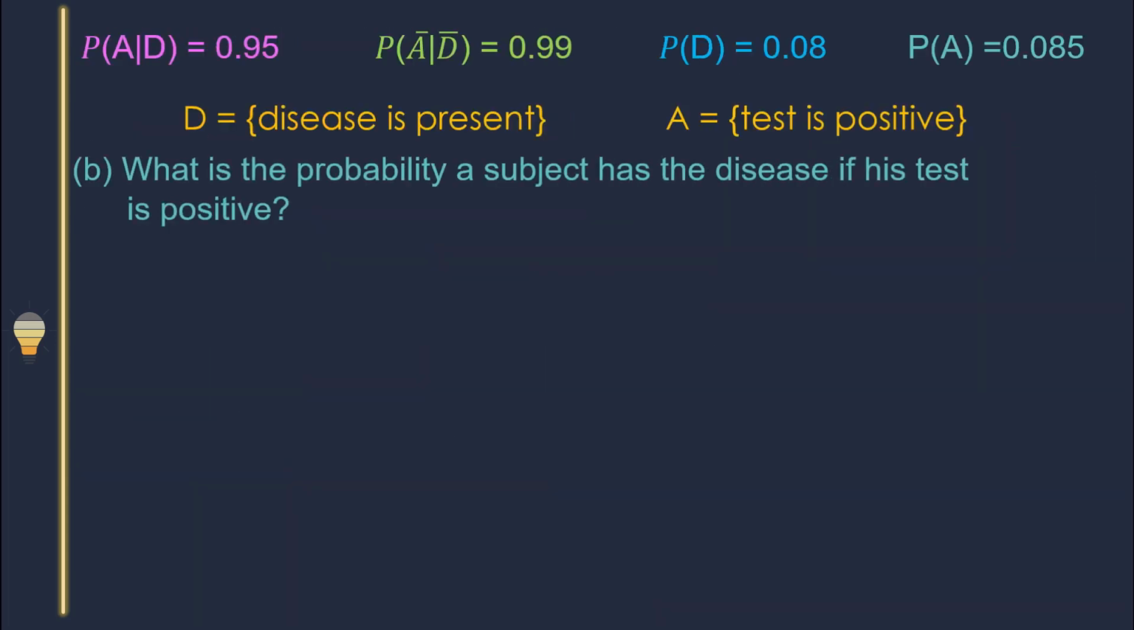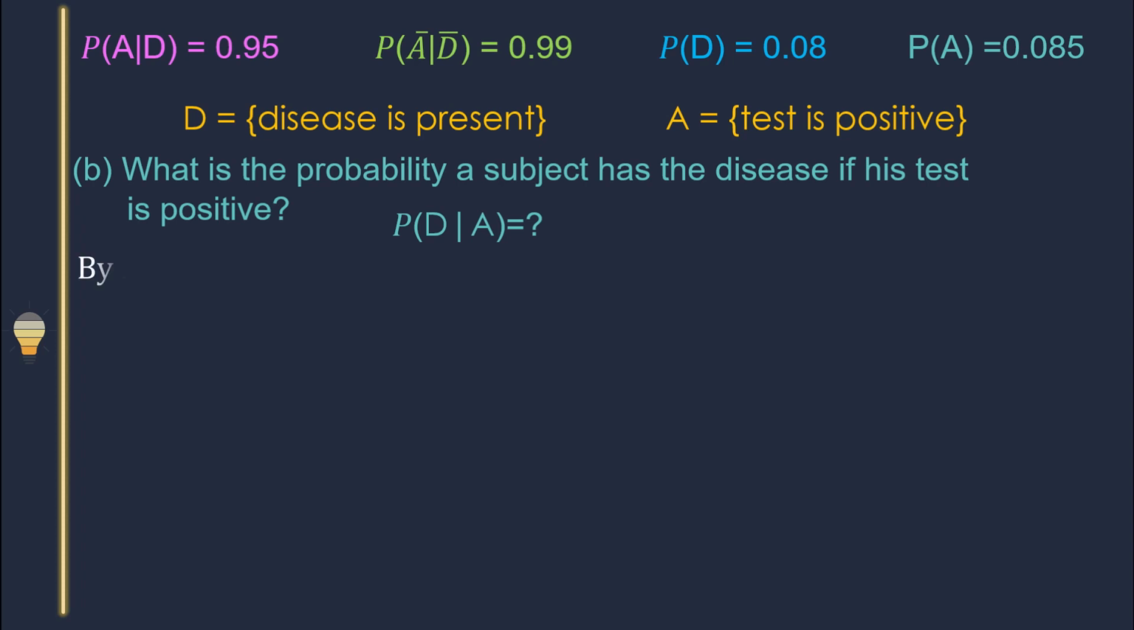Now go to part B. What is the probability a subject has the disease if his test is positive? Okay, now they ask for the probability a subject has the disease. That means probability of D. But there is a condition here: if his test is positive, that is A. Right? A is the condition. Therefore, they are asking probability of D given A.